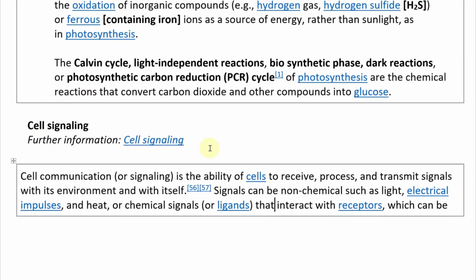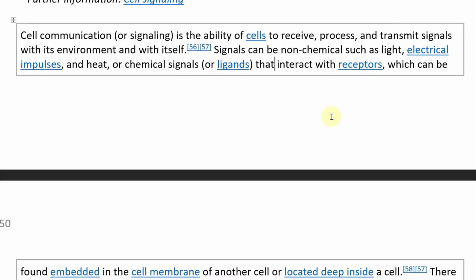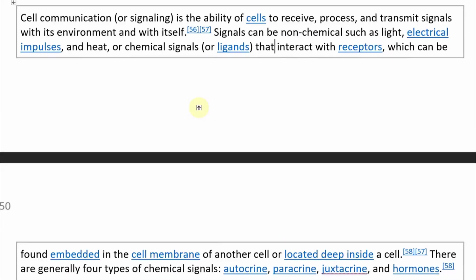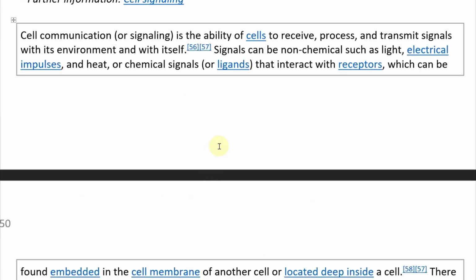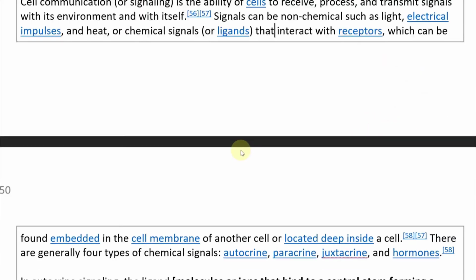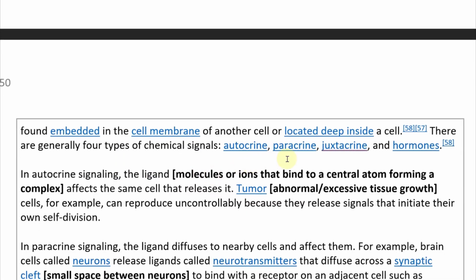Alright, so here we went back to the cell signaling one. Basically, signals can be non-chemical or chemical signals, or ligands that interact with receptors or complexing agents, so ligands attached to other atoms making a complex, or attached to a central atom, molecule, or ion. And these can be found embedded in the cell membrane of another cell, or located deep inside a cell. There are generally 4 types of chemical signals: autocrine, paracrine, juxtacrine, and hormones.